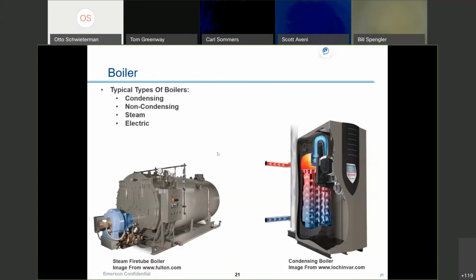Here are just a couple examples of boilers. This is an old steam-fired boiler, but typically we don't see too much steam anymore. Most of what we're going to see for new buildings is condensing boilers. There are going to be some non-condensing boilers as well. Really, the big difference is that with condensing boilers you're going to want to limit the hot water supply temperature to 140-ish degrees. Non-condensing boilers, a lot of times, can get up to 180 degrees. But condensing boilers are going to be much more efficient than the non-condensing ones.